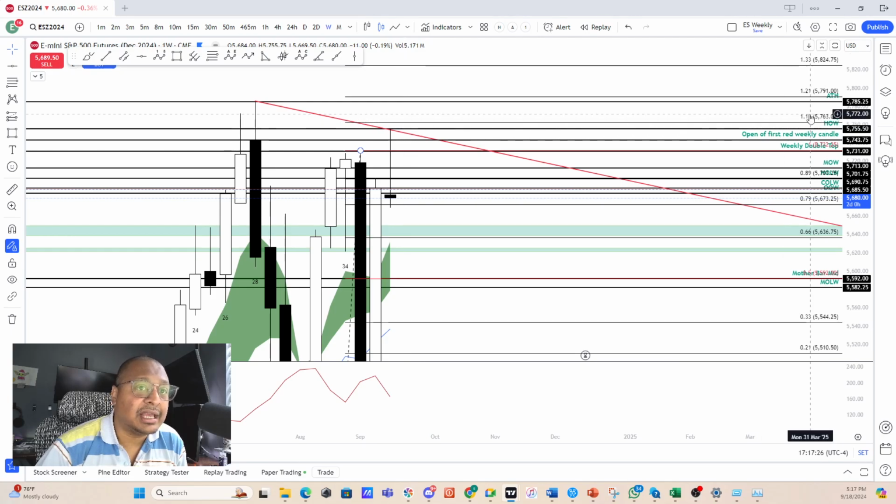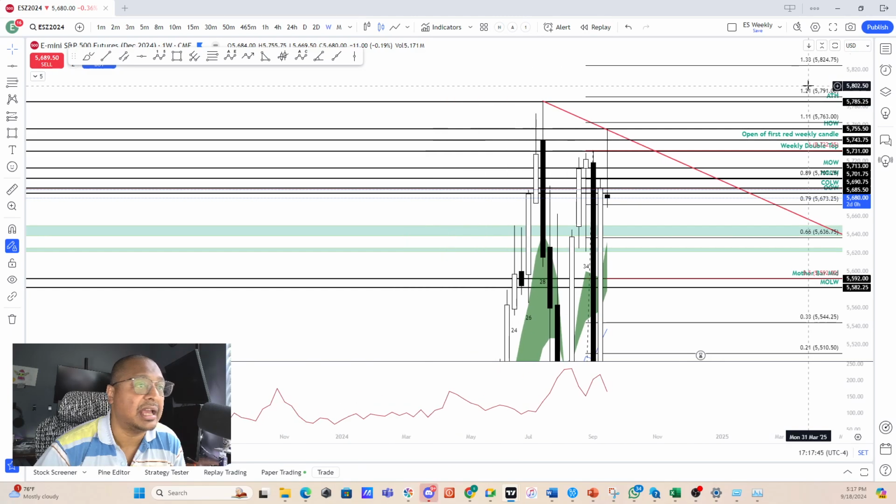Now, if we are getting above this 11% extension at 5763, we should be seeing the all-time high at 5784, and above that we can get to the 5791 and the subsequent levels to the top. If we can get above this 5791, it is highly probable that we will go and touch the 5800 line as well.